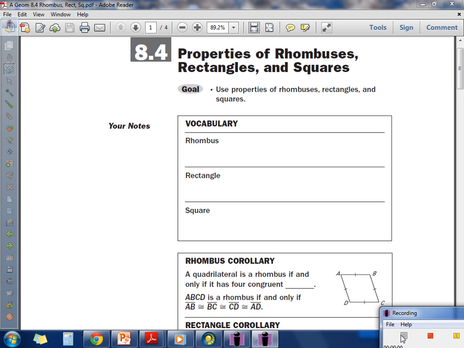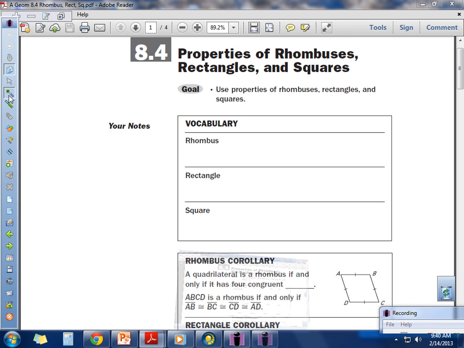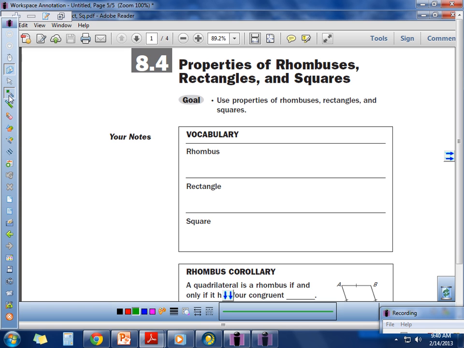Alright, today's lesson is about properties of rhombuses, rectangles, and squares. So these are shapes you've probably learned a little about back in the day. However, we're going in more depth and more detail on these shapes. The first one is a rhombus.